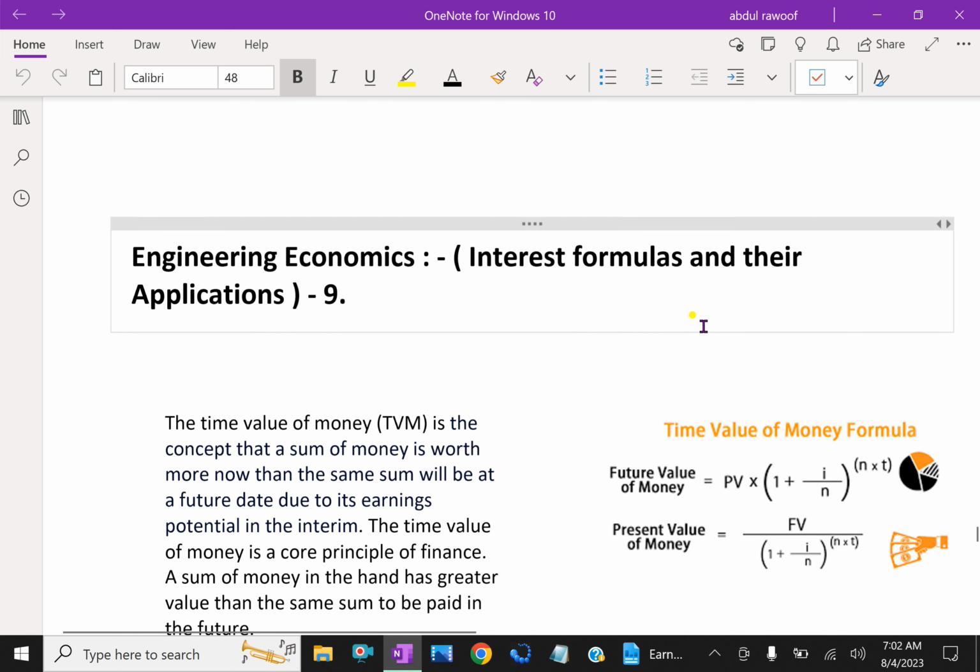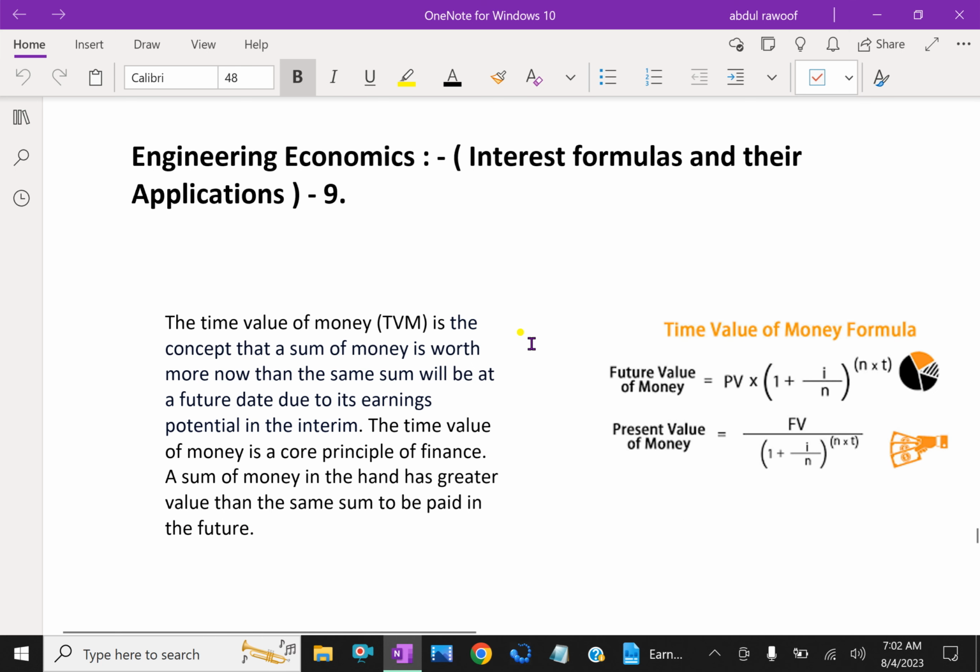Now we'll discuss further some formulas of present value and future value. First, we'll discuss the time value of money, that is TVM. TVM is the concept that a sum of money is worth more now than the same sum will be at a future date due to its earnings potential in the interim. The time value of money is a core principle of finance. A sum of money in hand has greater value than the same sum to be paid in the future.